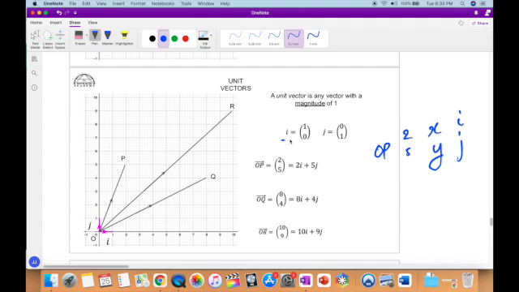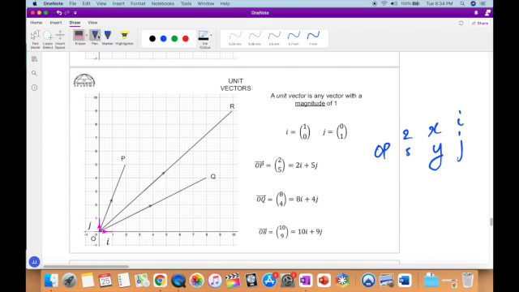Because you can see I has 1 on the X and 0 on the Y. So I is this one over here. Just this one unit, right? That is I: 1 unit on the X and 0 on the Y. It doesn't go up or down. You can see J here is 1 unit on the Y but 0 on the X. So it's going up 1 unit on the Y, but it doesn't go side to side at all. 0 units on the X, right? So we call these two the unit vectors I and J.